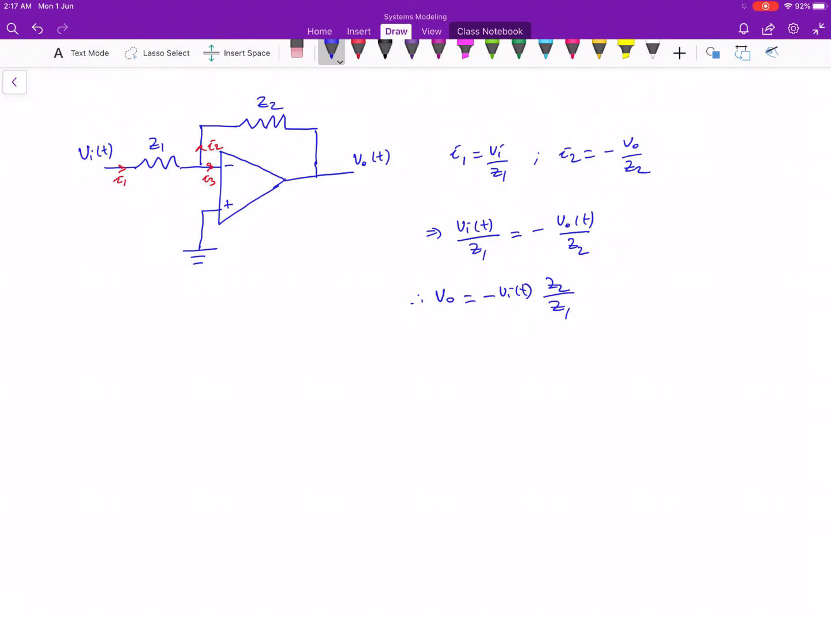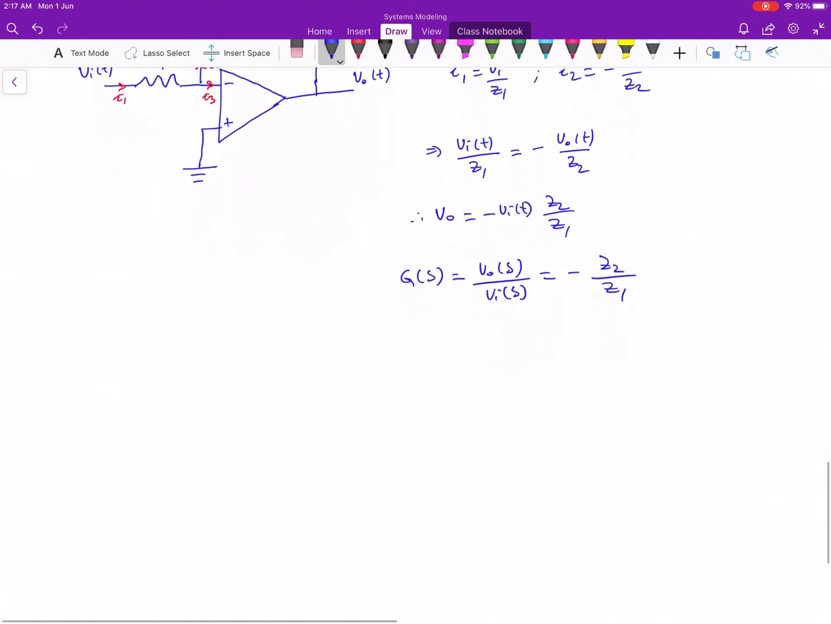You see, this is all in terms of impedance, and you are reducing circuits that contain capacitors, resistors, inductors, etc., into a simple form. So from here, we can write our transfer function, which will be V naught of S over Vi of S, which is equal to minus Z2 over Z1. So the transfer function is just a ratio between the two impedances, Z2 and Z1.